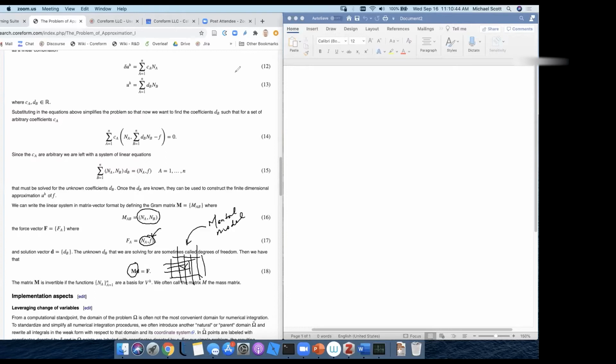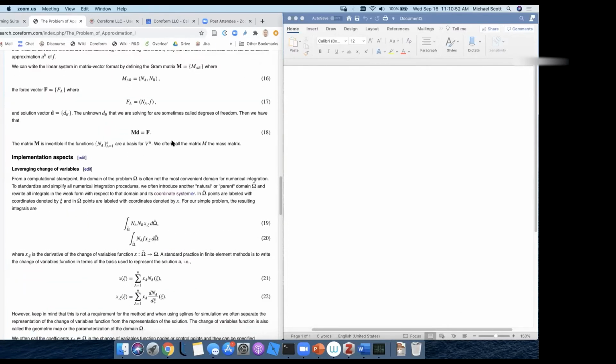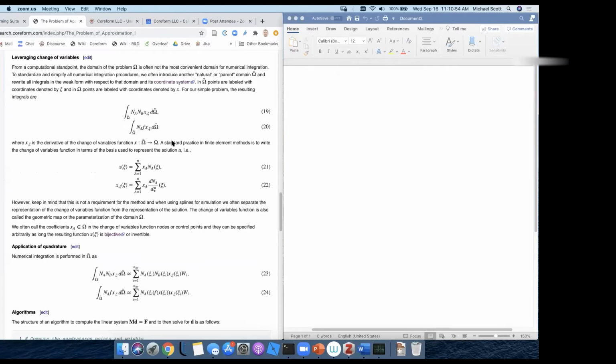Okay, now let's go through a few little implementation aspects that may not be immediately obvious if you haven't done this kind of work before. So we've got integrals primarily that we're dealing with. And the question then becomes, what is the appropriate integration domain over which to evaluate integrands and integrals?